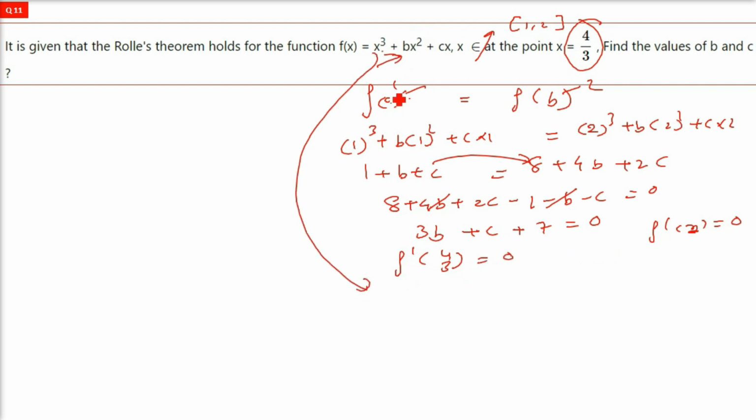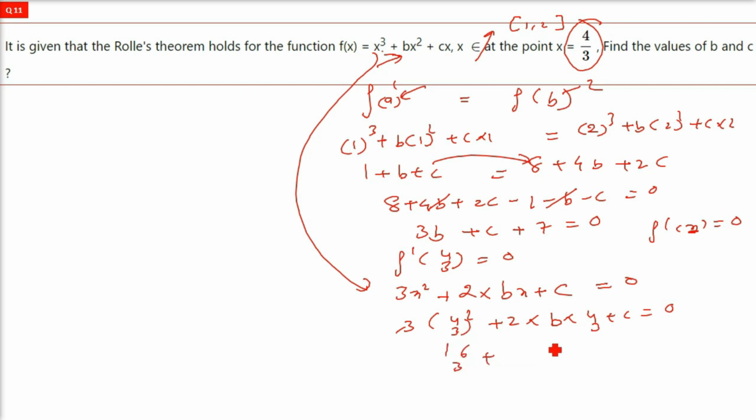We will differentiate and just place it as 0. I am differentiating the main function. You get 3x squared plus 2bx plus c. This is the differentiation value, and this is equal to 0 when x is equal to 4 by 3. So replace x by 4 by 3. This is 2b times 4 by 3 plus c equals 0. So there are two equations which we have right now, and your only task is to solve these two equations and then get the values of b and c, which is quite easy now.